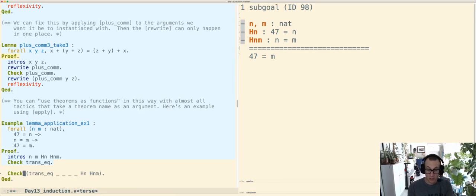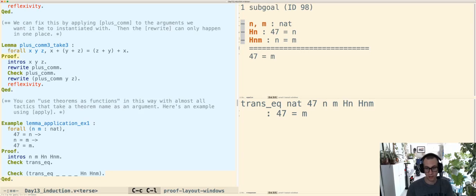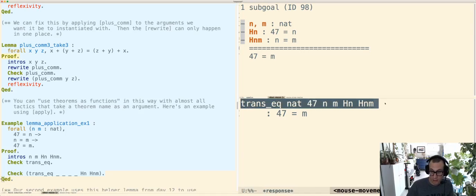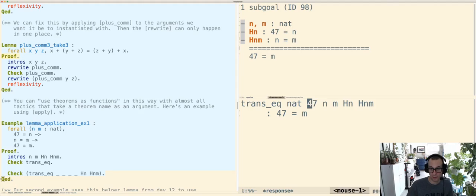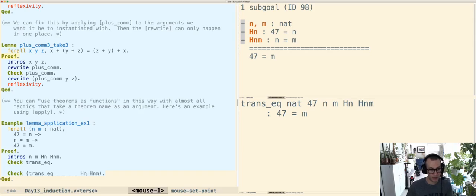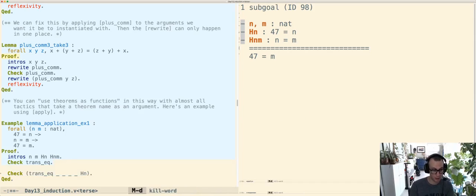A helpful technique is you can run check on a compound expression and it'll tell you, like, look, this expression, and here now notice how it's writing what it inferred for us, is a proof that 47 is equal to m. Right? And if we like, we can do a partial application.